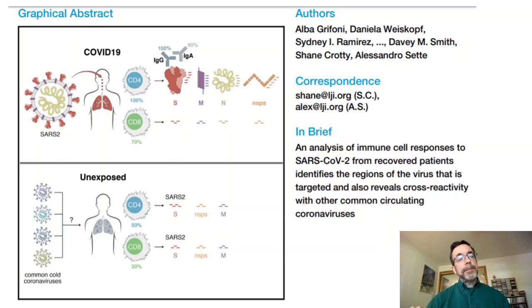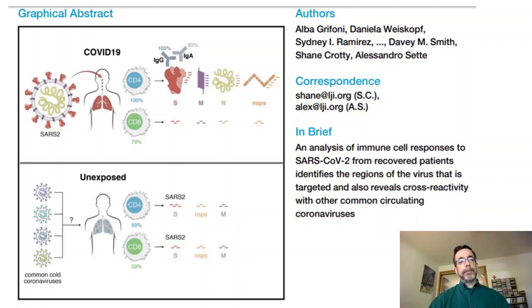Then you have the NSPs, which are all the rest of the proteins that work inside the virus, inside the cell. But those are made by virus-infected cells, and those can be used to recognize the virus. And so you can see that 100% of people have IgG antibodies, 80% of people who've been infected have IgA antibodies, 100% of people have CD4 T cells, and 70% have CD8 T cells.